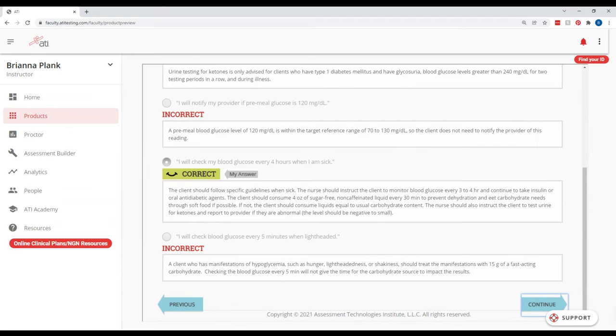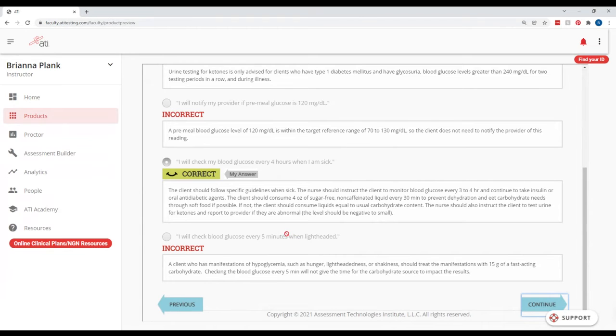We don't need to notify if it's 120. Checking blood glucose every 4 hours while they're sick, that's a good idea because normally they would just check it before meals and at bedtime. So this is going to let them have a little bit more monitoring when we're more concerned about their sugar being out of range.